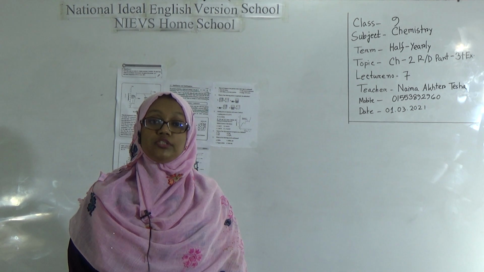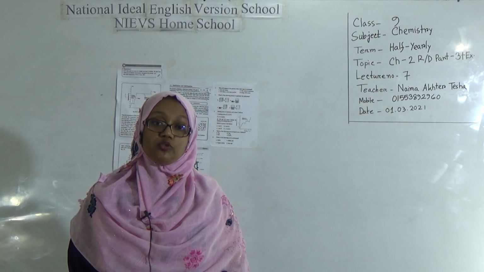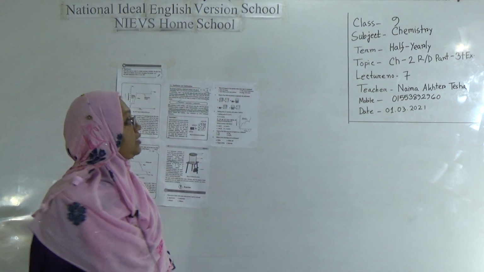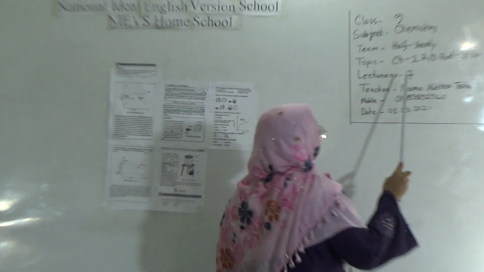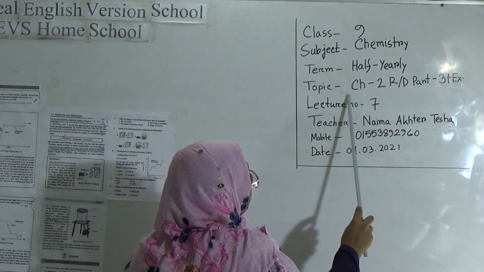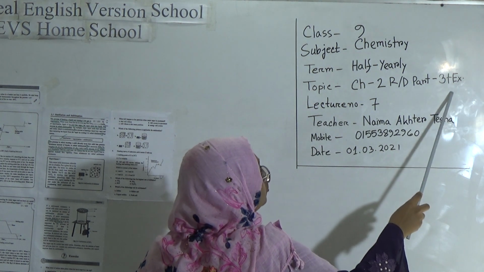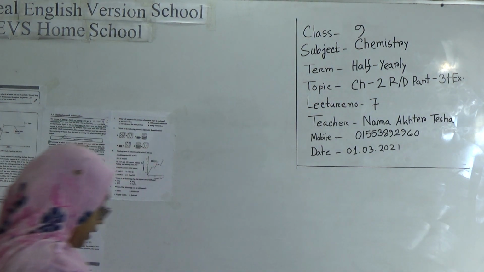Today I am going to take class 9 chemistry class based on chapter 2. Let's start our class. Dear students, just see. It's our lecture number 7 and today our topic is chapter 2 reading done part 3, and today we will do also the exercise. Let's see.